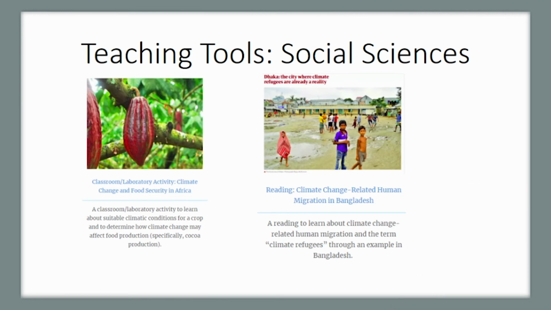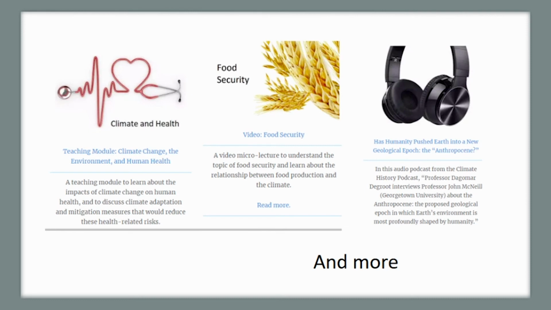These could include a classroom or a lab activity to learn about what are the suitable climatic conditions for a particular crop and how climate change may affect food production, or a reading that talks about climate change related human migration, an entire teaching module dealing with climate change, the environment and human health, a video on food security and the relationship between food production and climate, an audio podcast titled Has Humanity Pushed Earth into a New Geological Epoch, titled The Anthropocene, and many other such tools. Let us take a look at a few of these in some detail.